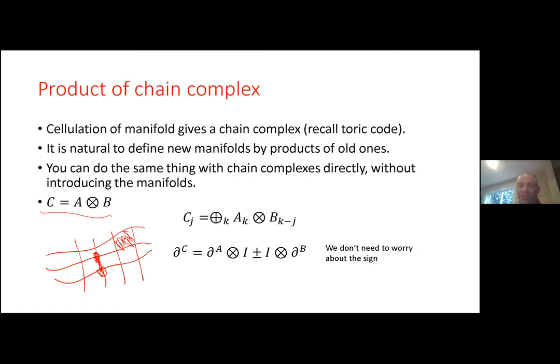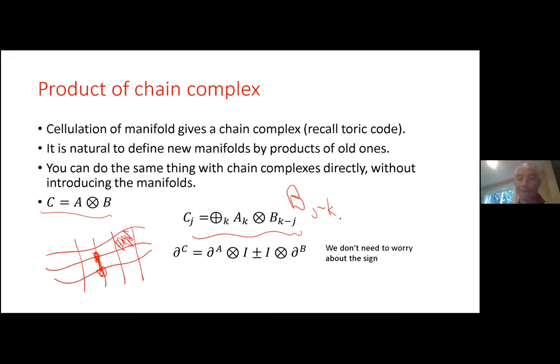And so what do I need to specify for the product? I need to specify what are the vector spaces and what are the linear maps, because a chain complex is given by its vector spaces and its linear maps. So for the vector space, I've got this formula here. C sub J is a sum over K of A sub K tensor B sub J minus K. There is a typo there: that should be B sub J minus K, not B sub K minus J. I got that backwards. So C1 would be a product of A0 and B1, and A1 and B0. C2 would be a product of A0 and B2, A1 and B1, A2 and B0. So it's anything where the dimension of the A and the dimension of the B add up to the dimension of the C. So it'll be the sum of these products.